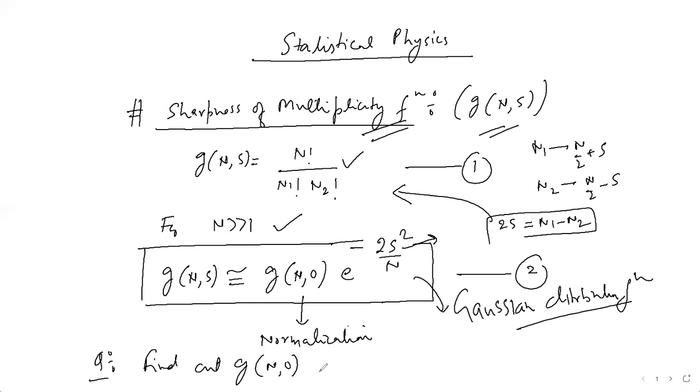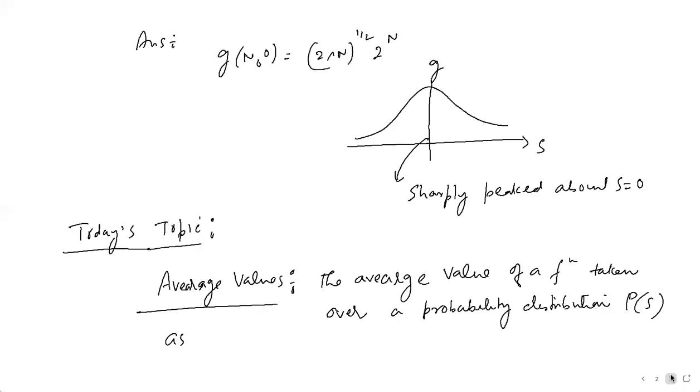Now the first task, the first question I put before you, is to find out the exact form of g(n,0). How do you do that? We'll just normalize by integrating over all space, and you can find out g(n,0). The answer will turn out to be something like this. So you have to find it out.